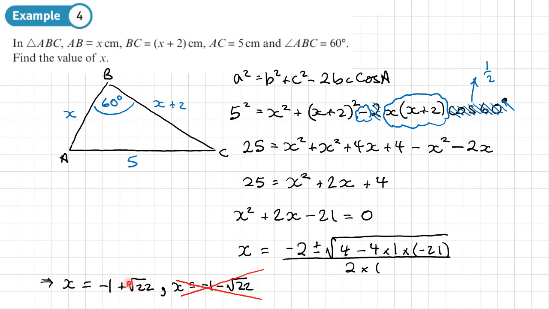So we'll take this value here, and then all we want to do is press the SD button, and we get a full answer of 3.6904... Again, I want to round this to 3 significant figures, so I'll have the value of x as 3.69 centimeters.